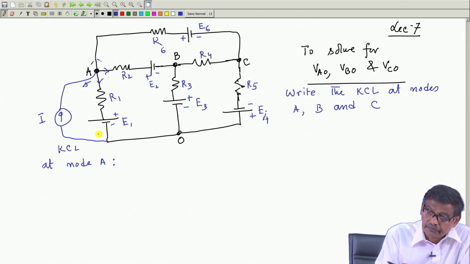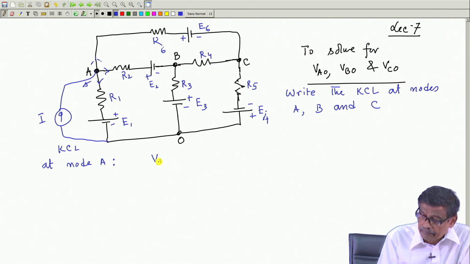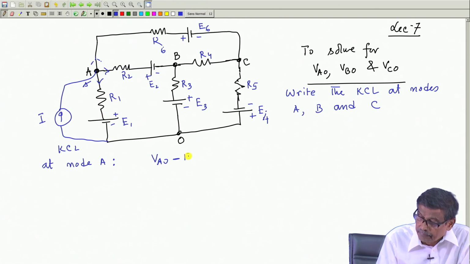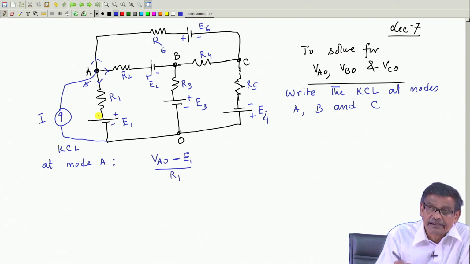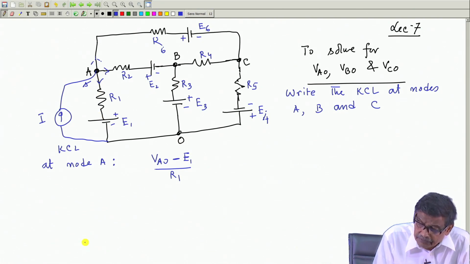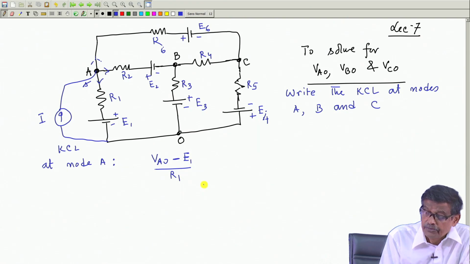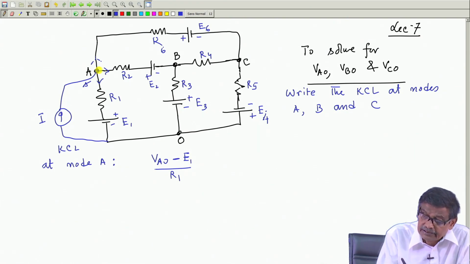So, first calculate this current. This current will be in terms of node voltages: VAO, potential of this point, minus potential of this point, that is to be noted, that is VAO minus what is the potential of this point with respect to O? Very simple, plus E1, divided by R1. This will be the current here. If somebody had assumed current flowing from below to top, then he would have defined that current to be E1 minus VAO by R1. I think you have understood the point. So, this is this current.